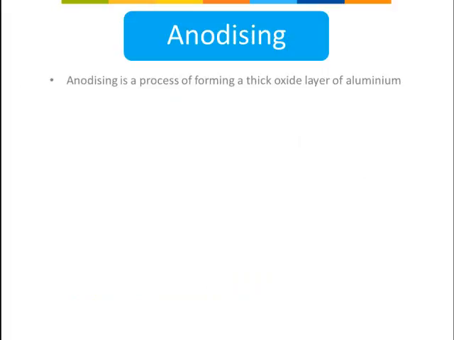Anodizing is a process of forming a thick oxide layer of aluminium. When exposed to air, aluminium develops a thin layer of oxide on its surface, which makes it immune from any further corrosion. This immunity is increased on further increase in the thickness of the layer.